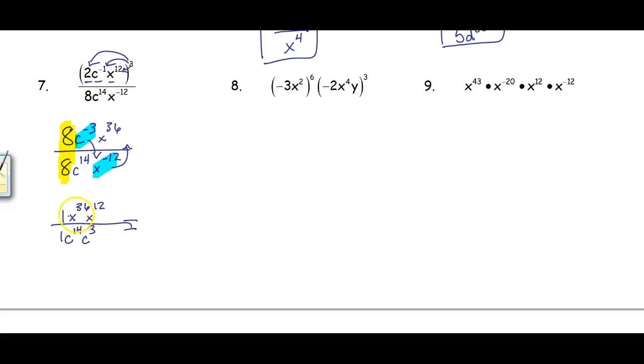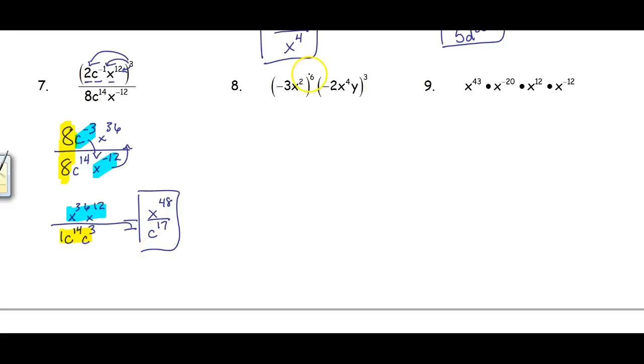So then you're going to go ahead and combine your like terms. X to the 36, and then you also have the C's. So you get X to the 48th power over C to the 17th power.